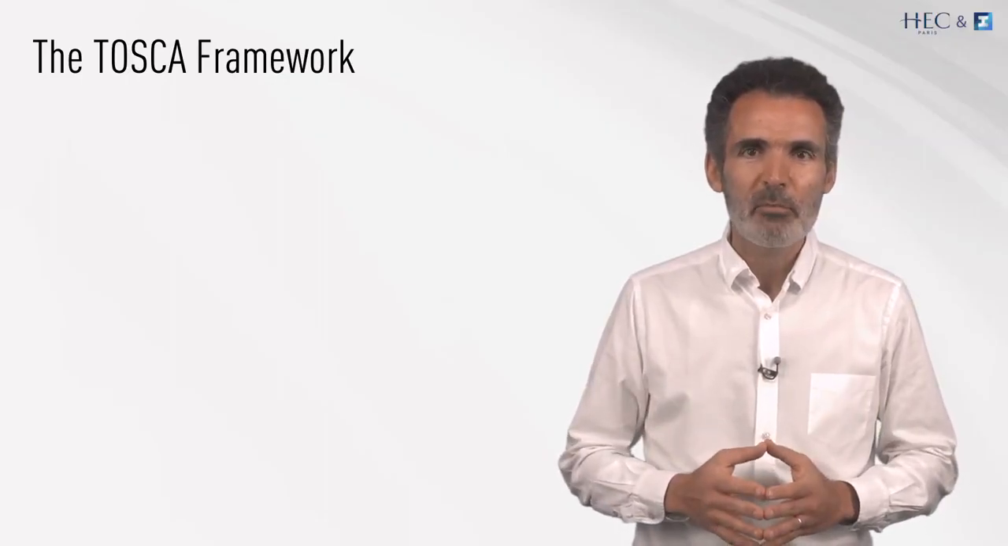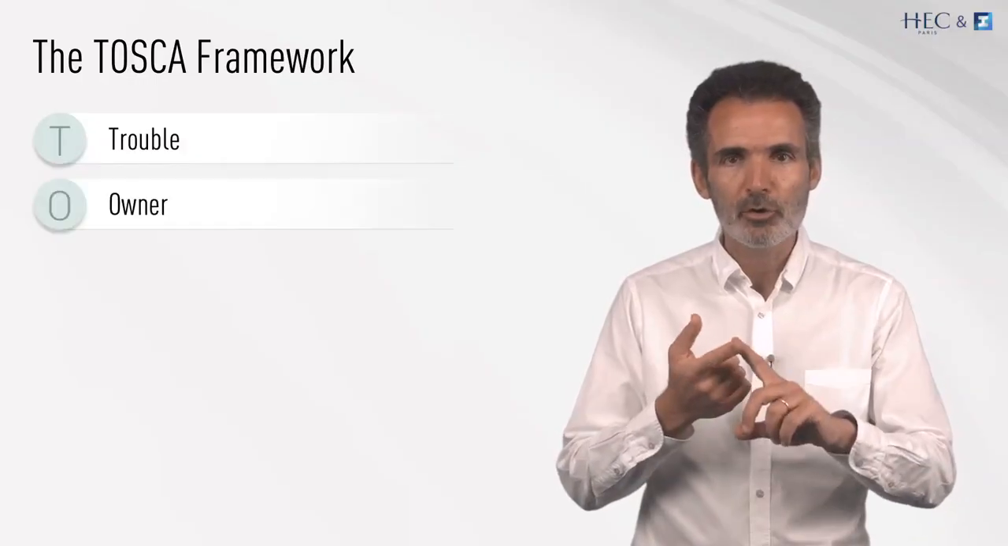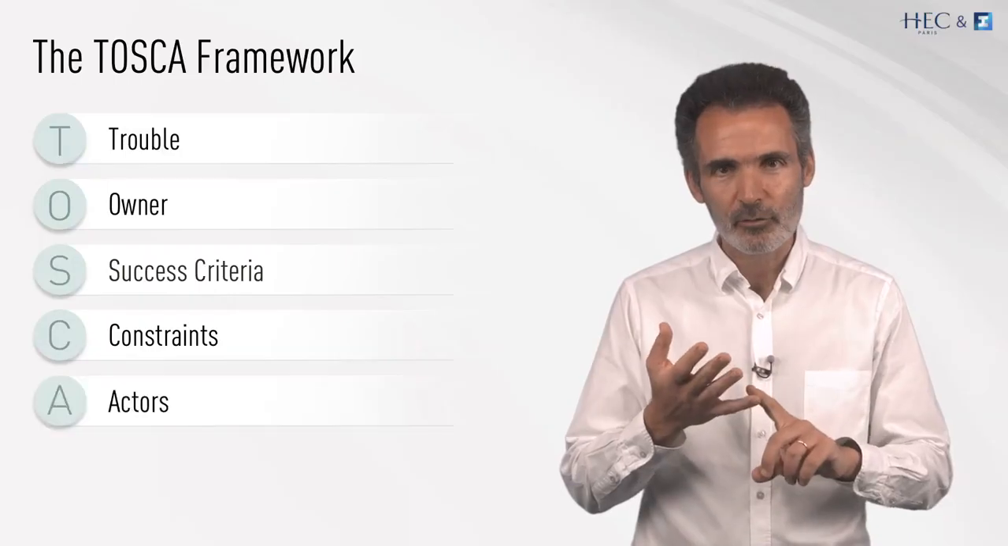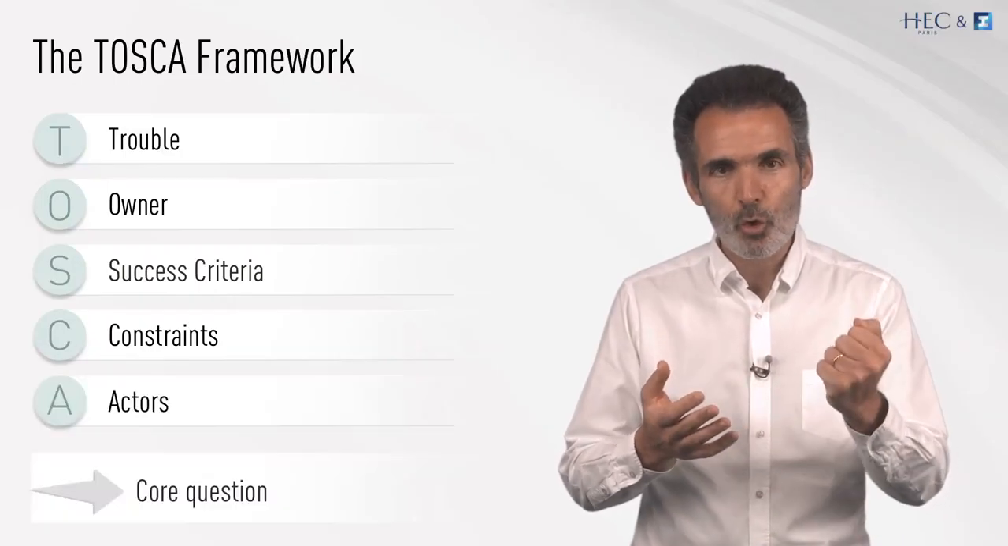The TOSCA checklist was designed to facilitate problem definition by listing the key parameters of a problem: trouble, owner, success criteria, constraints, and actors before you get to the core question.